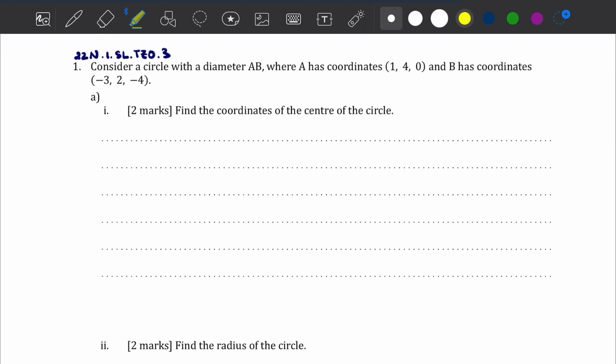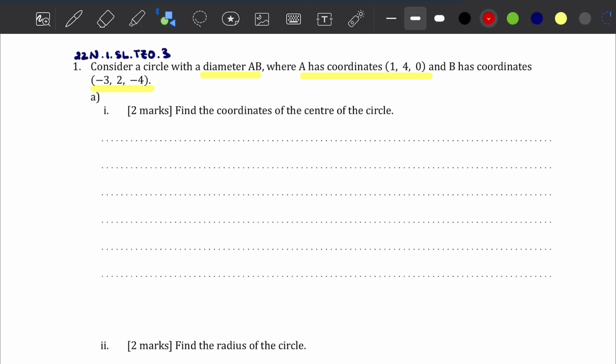So in today's video, we are going to go over questions from IB Math AASL exams of the year 2022 and 2021. The first question is from year 2022, November, paper 1, IB Math AASL exam. It says consider a circle with a diameter AB where A has coordinates of 1, 4, 0 and B has coordinates -3, 2, -4, and we need to find the coordinates of the center of the circle.